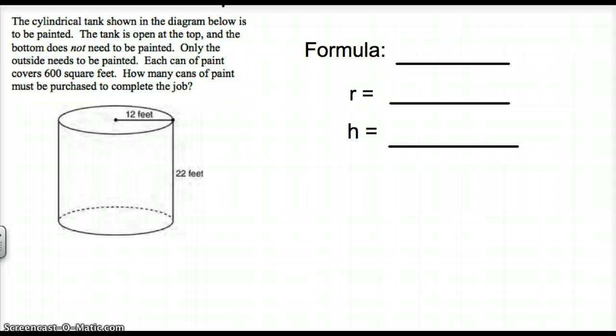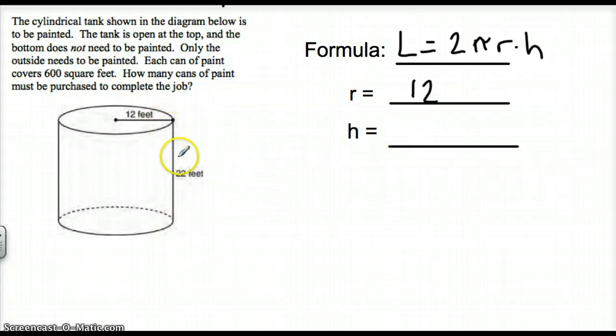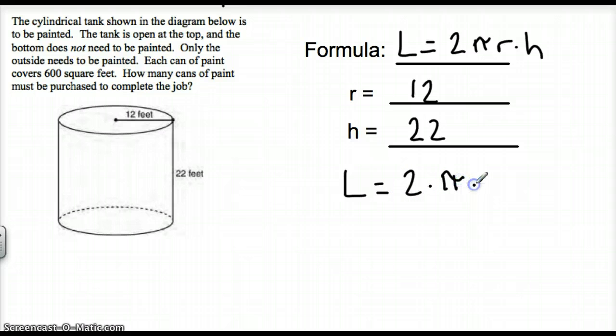There we go. So we just need to say the lateral area is going to be equal to 2 pi r times height. That's all. Now the only two things we have to figure out is what's the r, what's the h. Well, the radius is given to us right here, so we're just going to plug in 12 for that. And the height is given to us right here, which is 22. So now we just have to plug into our formula. So the lateral area is just going to be 2 times pi times 12 times 22.